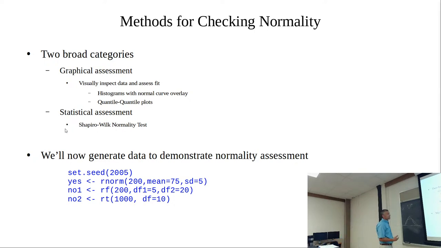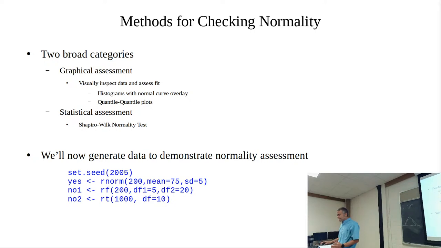So what we're going to do is generate some random data, and we know that it's either going to be normally distributed or it's not going to be normally distributed. So here's our code. All right? So get an R markdown document ready. We are going to get this into R.